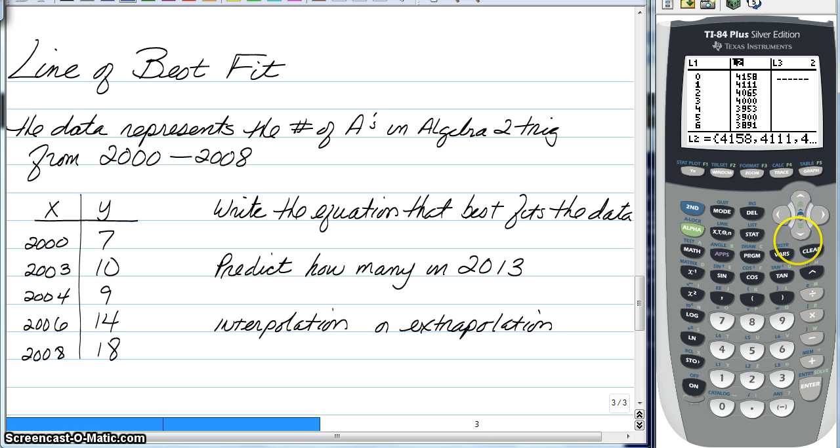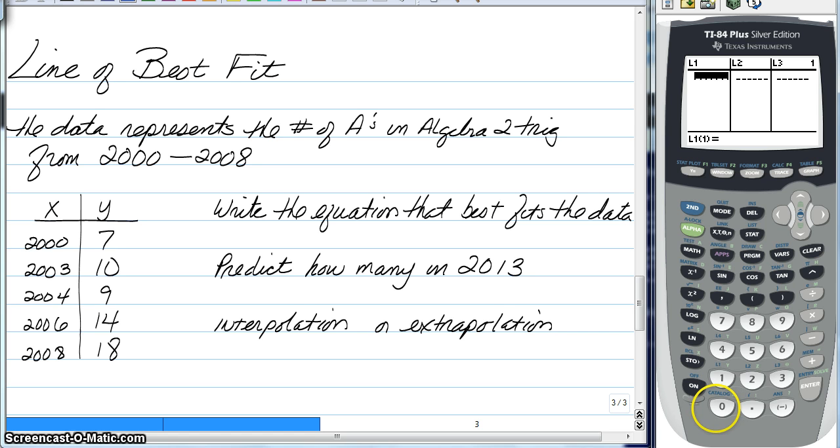Now if you have information here, big secret, do not highlight L2 and press delete or it goes away. To clear a list, you highlight the list and press clear, not delete, then press down and it'll take you out. So you go back, highlight L1, press clear, then press down. So we have some data that represents the number of A's in Algebra 2 Trig from 2000 to 2008. You do not need to type in 2000, you can just type 0.